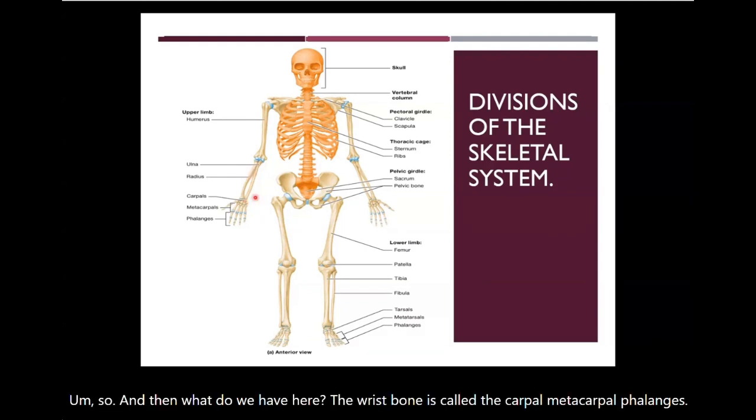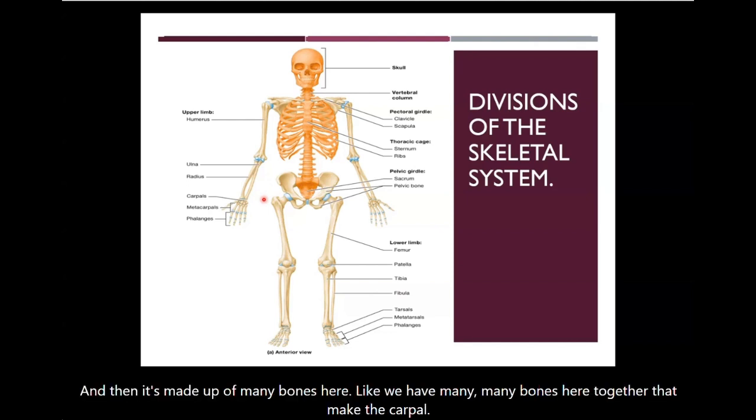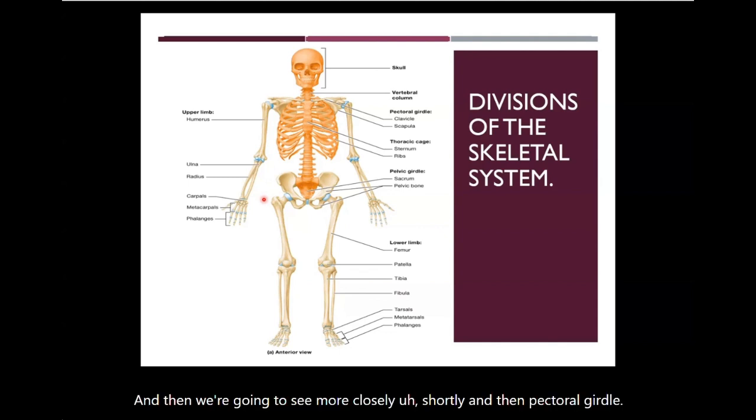And then what do we have here? The wrist bone is called the carpal, then metacarpal, phalanges, right? Actually, carpal is this whole part, and it's made up of many bones that together make the carpal. And then here, these are our metacarpals, and the top part of our fingers are called the phalanges. We're going to see it more closely shortly.